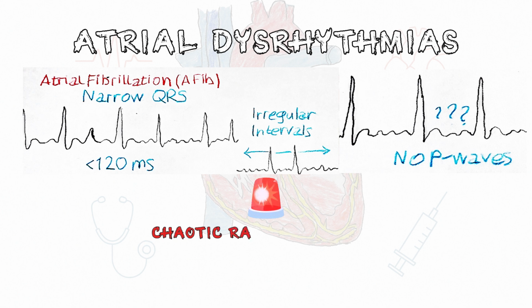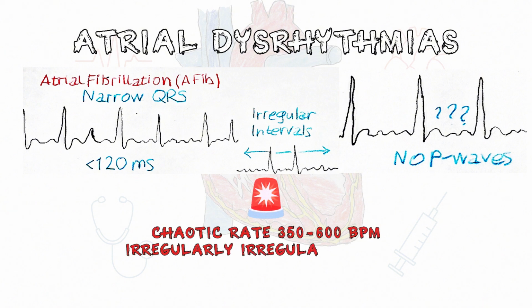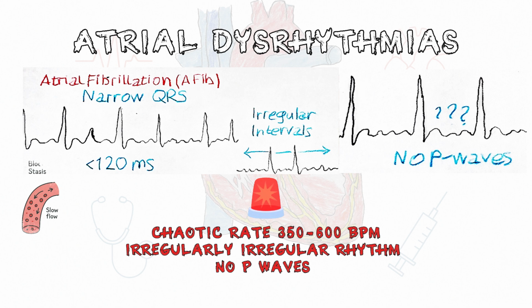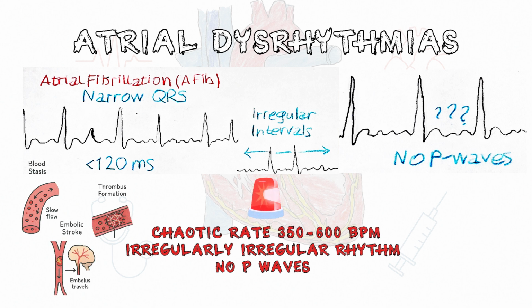The atria fire chaotically. Just imagine 350 to 600 impulses per minute, creating an irregular rhythm with no P wave. Major dangers include blood stasis, thrombus formation, and embolic stroke, especially from the left atrial appendage.